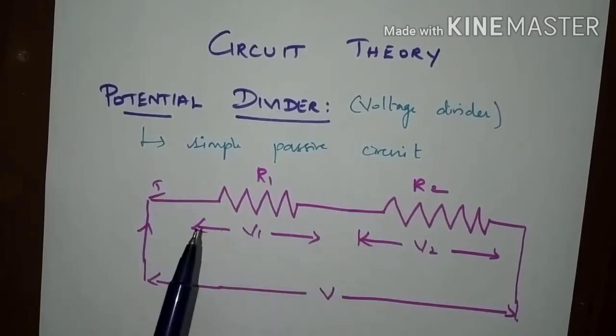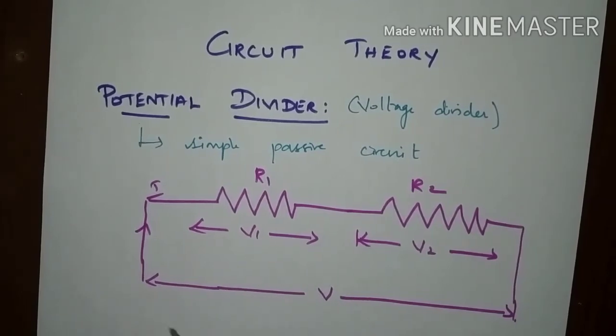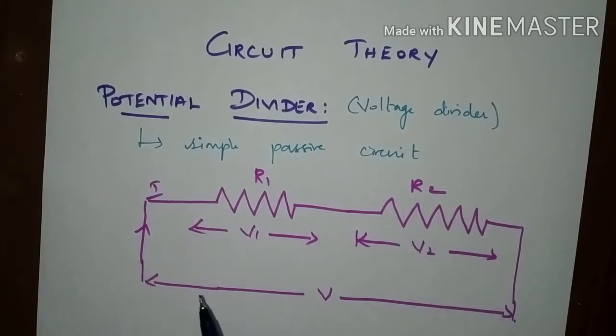I have already discussed the passive circuit. I'll put the icon there. In the potential divider circuit, the voltage is divided. A potential divider is formed by using a series circuit. Here the current is the same but the voltage is different.